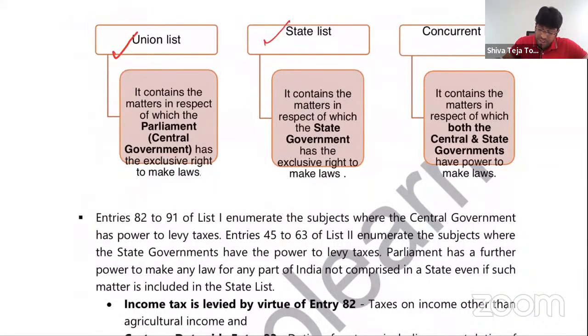Union list, state list, concurrent list. Union list matters, who has got power, my dear friends? Parliament. That's nothing but the central government. And what about state list matters? Power is there with the state government. Concurrent list matters. Power is there with both central and state government.